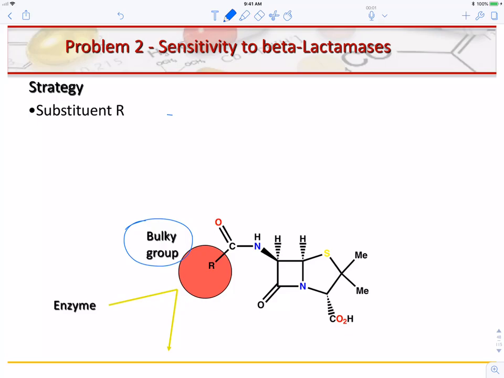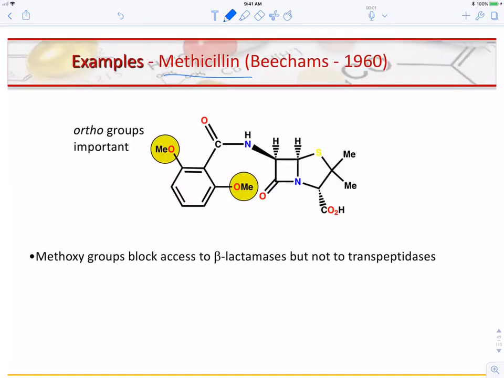Another problem we examined is the sensitivity to beta-lactamases. And here it's quite simple how to solve it. Simply, we can insert bulky groups on our R moiety, and that will prevent the penicillin analog from binding to beta-lactamases. An example of that is methicillin here, which basically is a derivative of penicillin G, in which we have two ortho groups here that block the access to beta-lactamases.